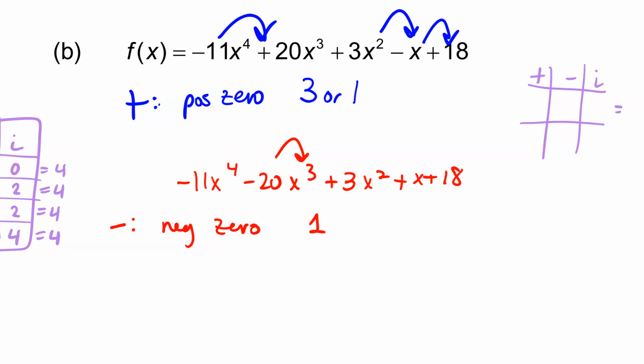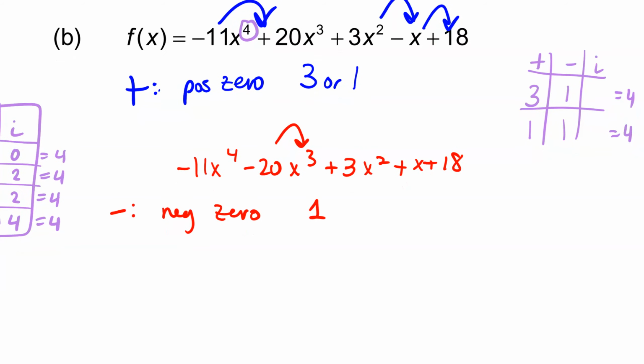How many total zeros can I have? 4, right? Because that's my highest exponent. So I could have 3 positive and 1 negative, or I could have 1 positive and 1 negative. Makes it much shorter. Negative, negative, negative, positive, positive, positive. There's only 1 sign change.